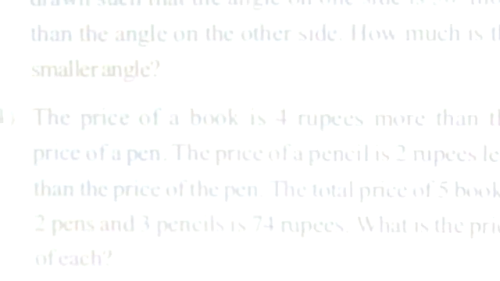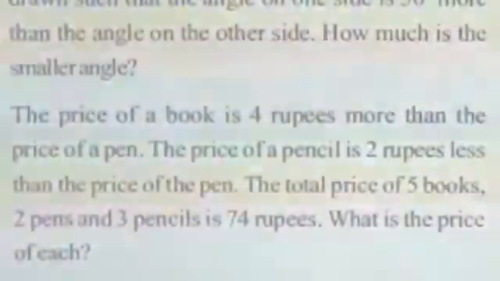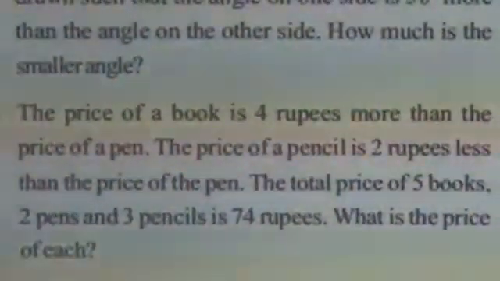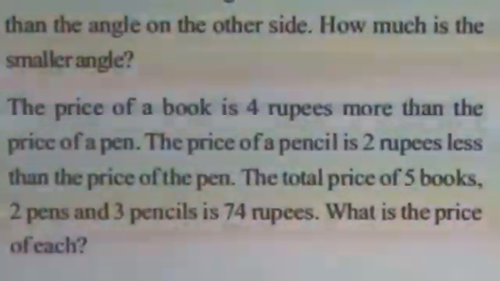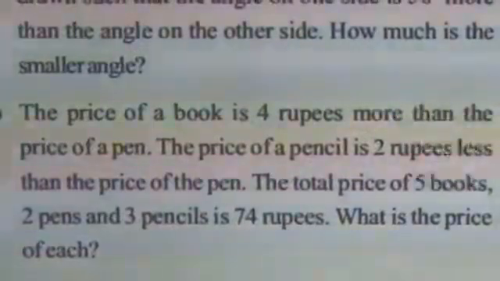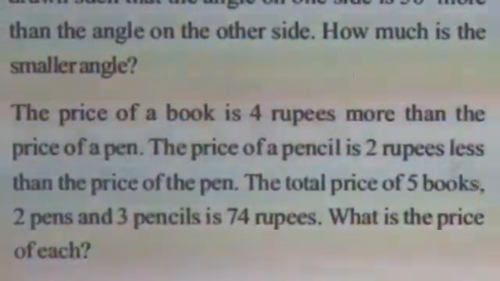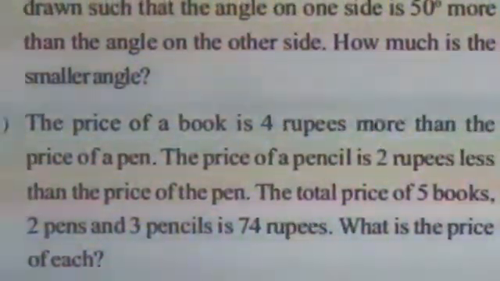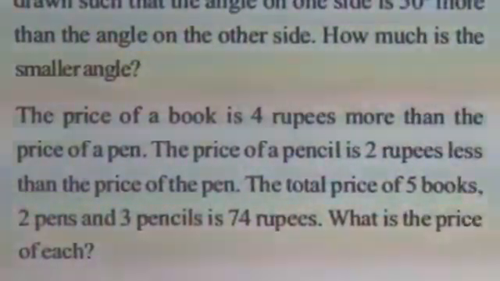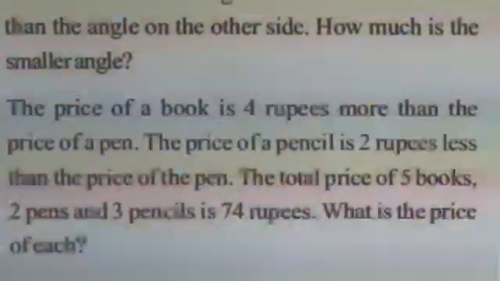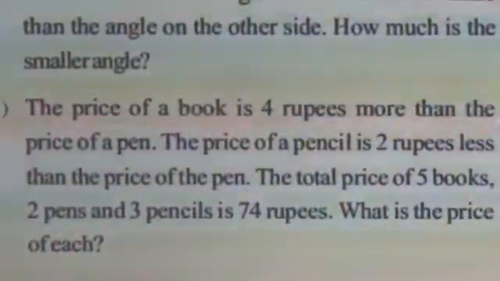Yes, we have the third question. The price of a book is 4 rupees more than the price of a pen. The price of a pencil is 2 rupees less than the price of the pen. Total price of 5 books, 2 pens and 3 pencils is 74 rupees. What is the price of each?